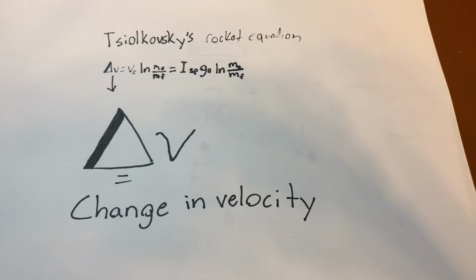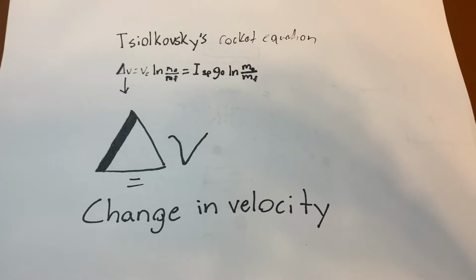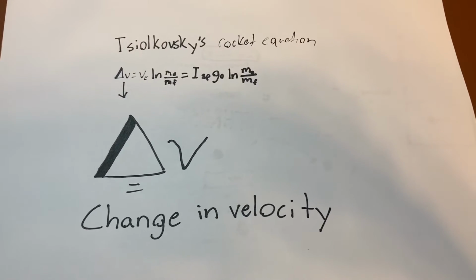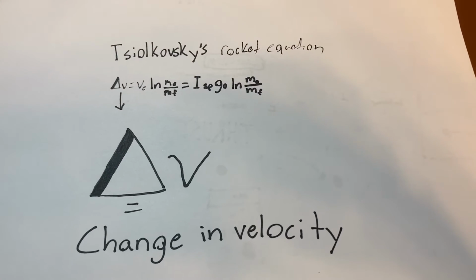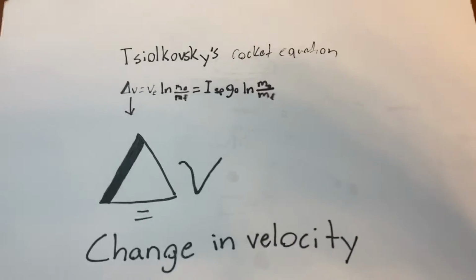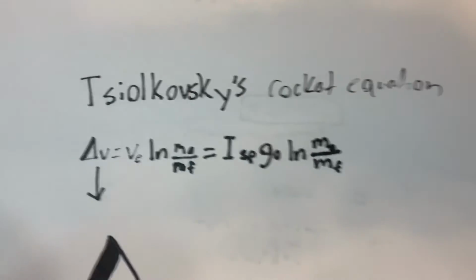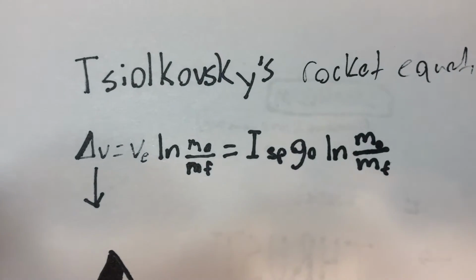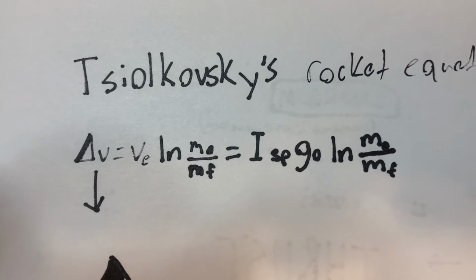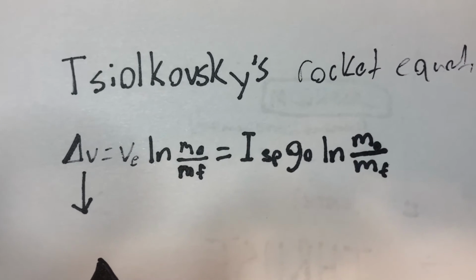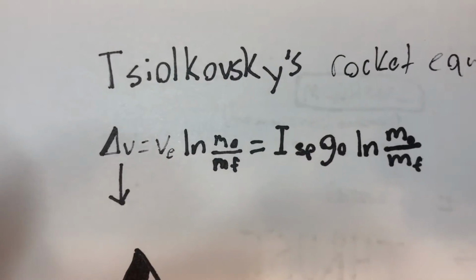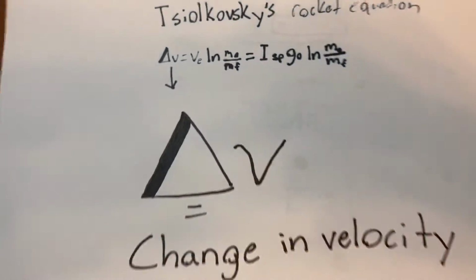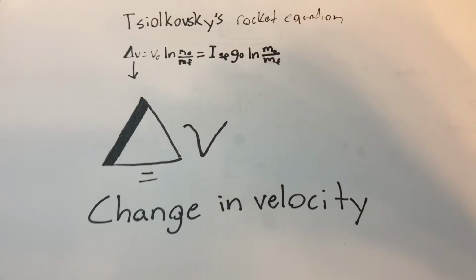I've been doing a lot of talk about thrust and how that provides delta V for the rocket. But what exactly is delta V? To explain it, first we have to talk about Tsiolkovsky's rocket equation. The rocket equation is basically delta V equals v_e ln(m0/mf) equals Isp g0 ln(m0/mf). But we're only going to be focusing on the delta V right now. Delta V is basically the change in velocity.